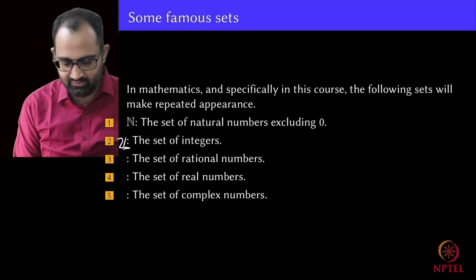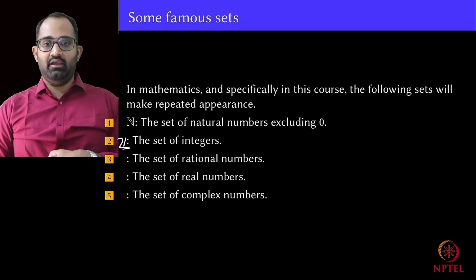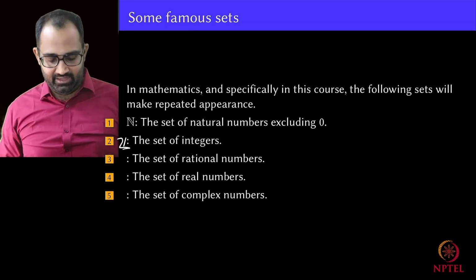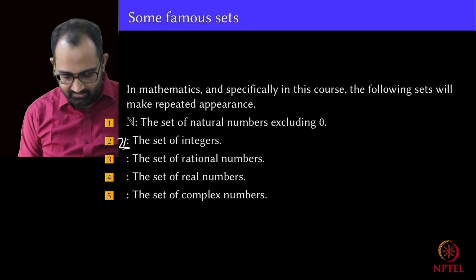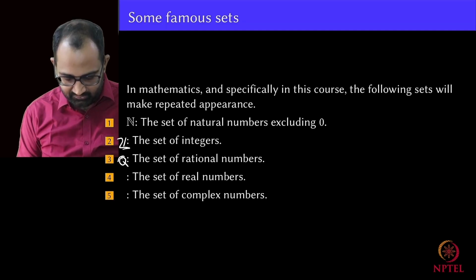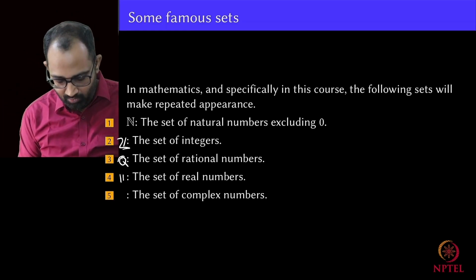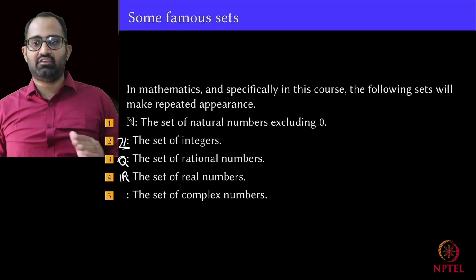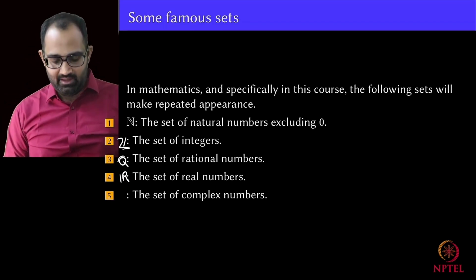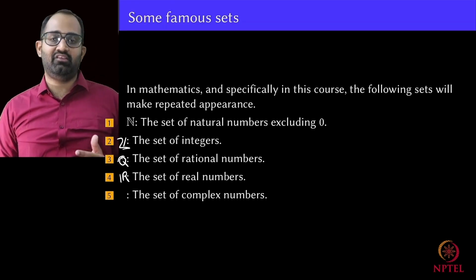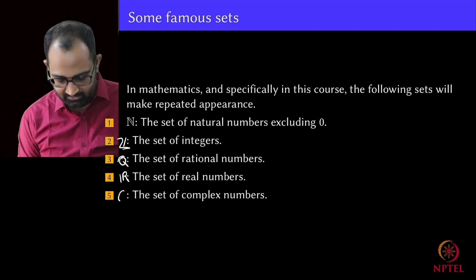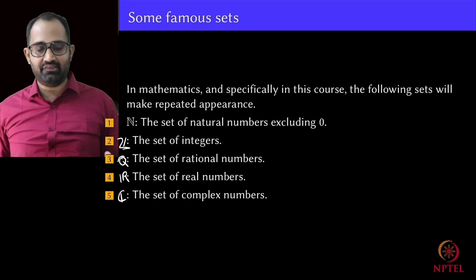I will write it like this, Z with another slanting line. The set of rational numbers is the blackboard Q, which I will just write like this. The set of real numbers is the blackboard R, which I will write as R with another line. And the complex numbers are the easiest to write down. I will write it like this, C.